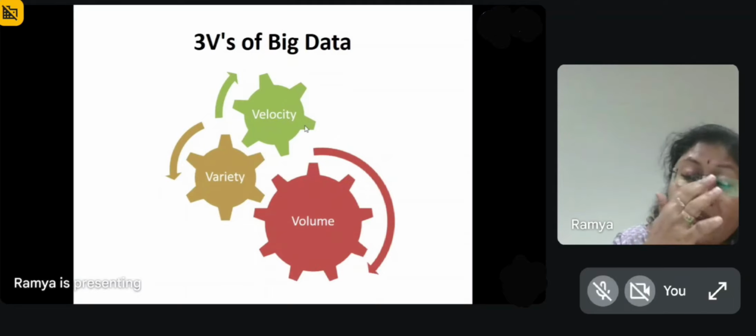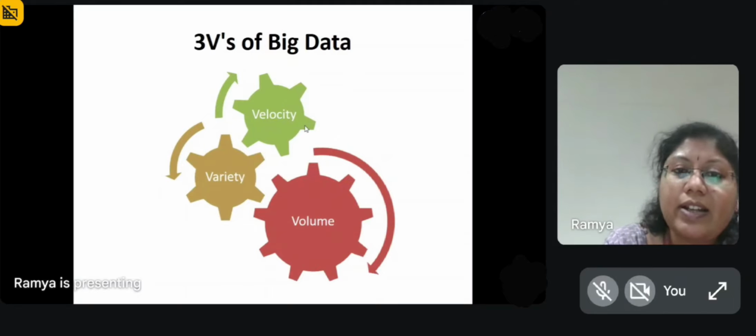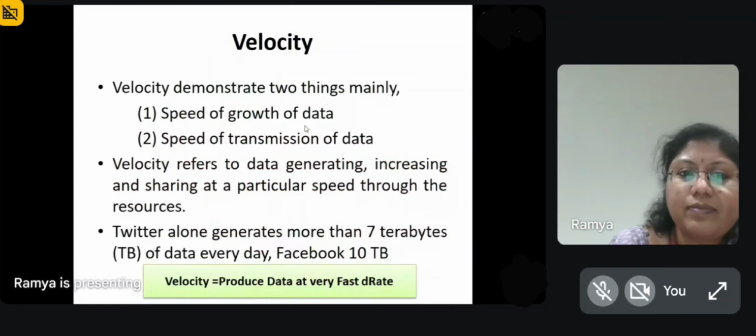If you take the industry at present, they are focusing only on big data and similarly cloud storage. When we are talking about big data, initially it was supported with the 3 V's. The 3 V's are classified as velocity, variety, and volume. Velocity always produces data at a very fast rate. It refers to data being generated, increasing and shared at a particular speed through the resources.